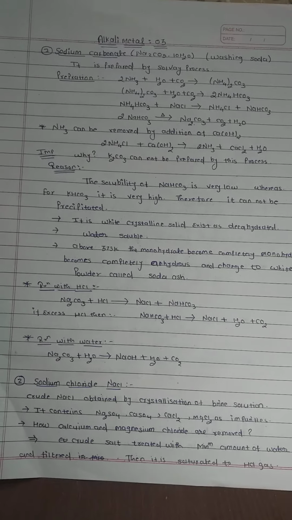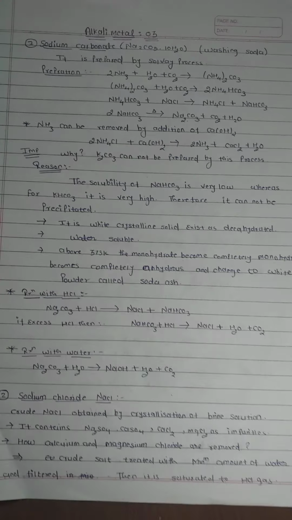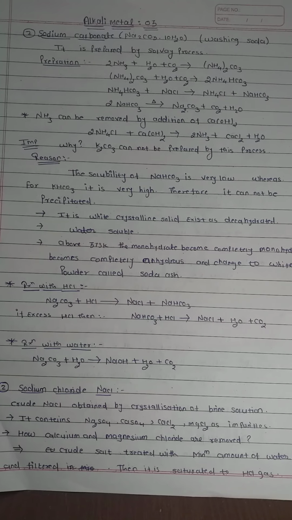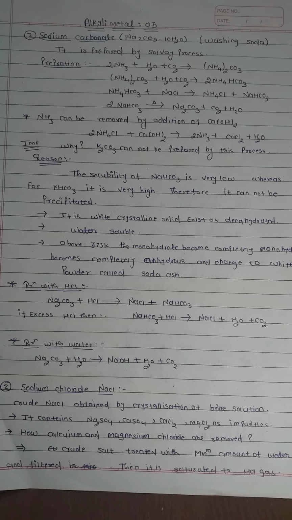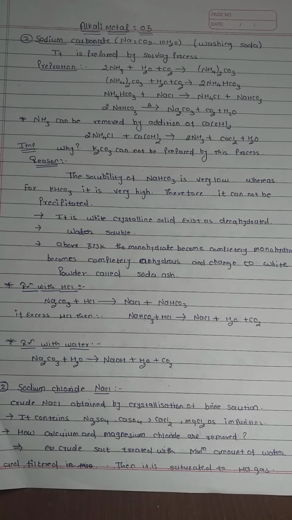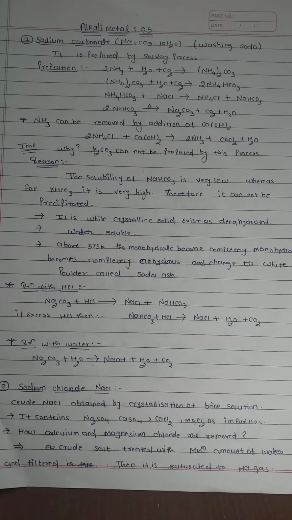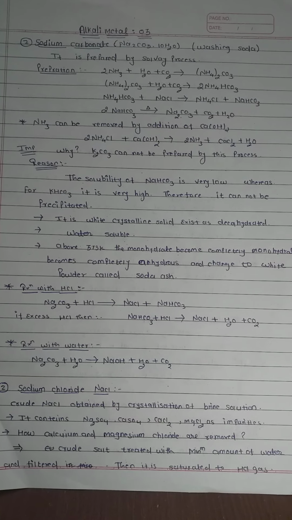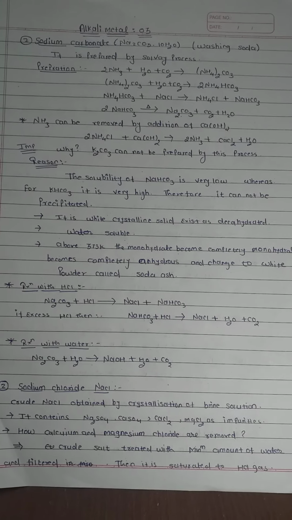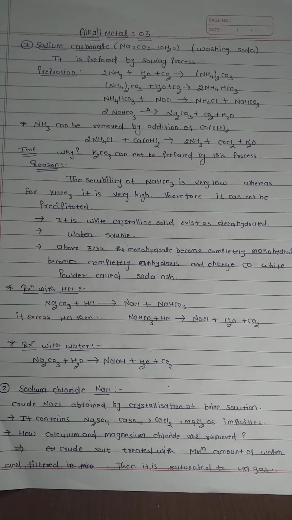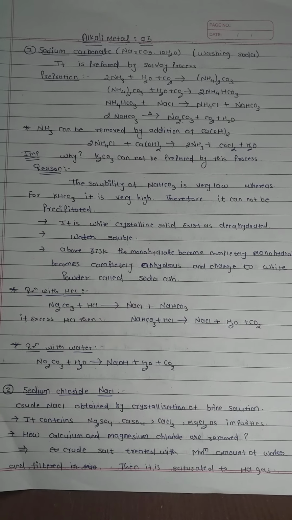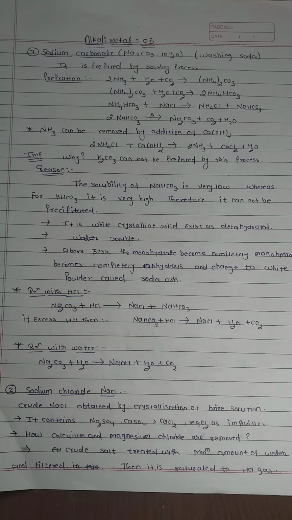Sodium carbonate, having formula Na2CO3·10H2O, is also called washing soda. It is prepared by the Solvay process, and let us see how it is prepared. In the first step, ammonia reacts with water and carbon dioxide to form ammonium carbonate, and when ammonium carbonate is again treated with water and carbon dioxide, it forms ammonium hydrogen carbonate.